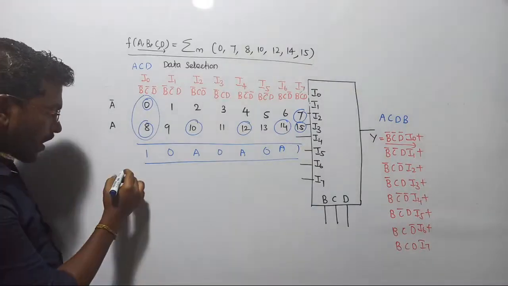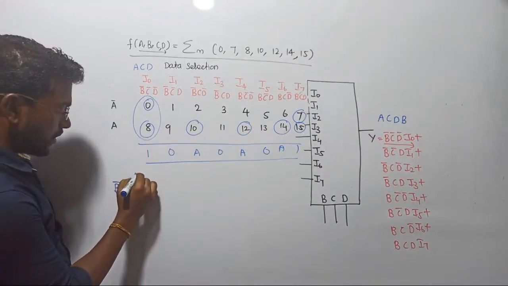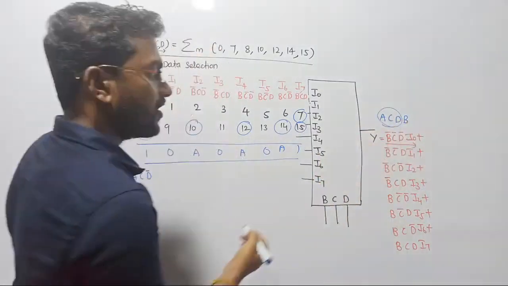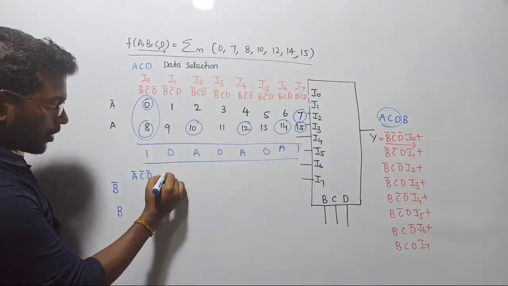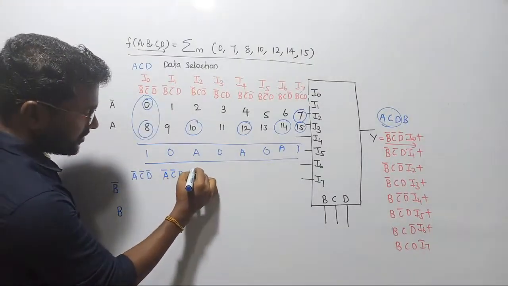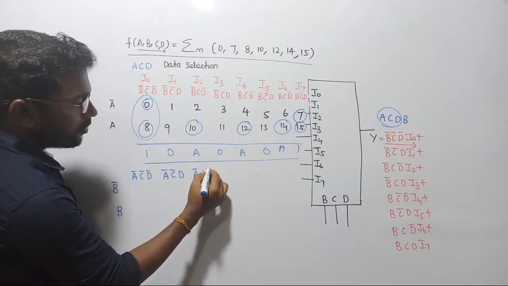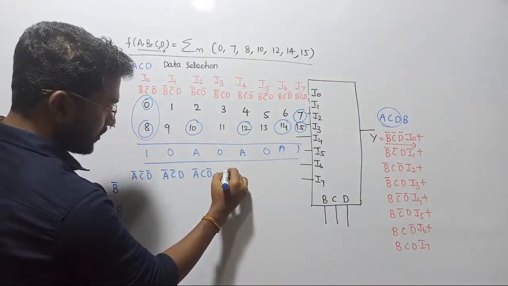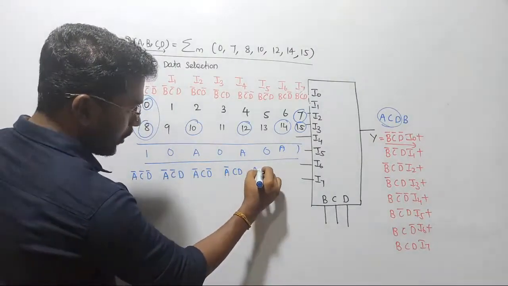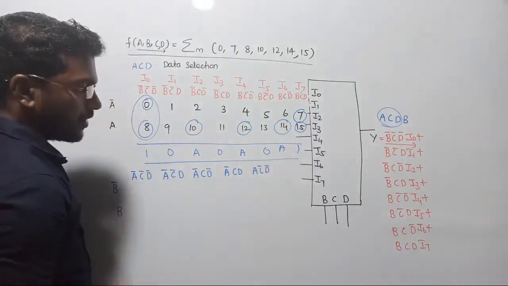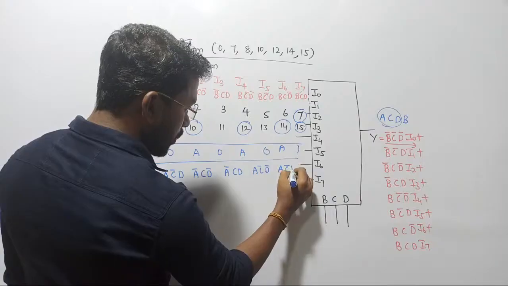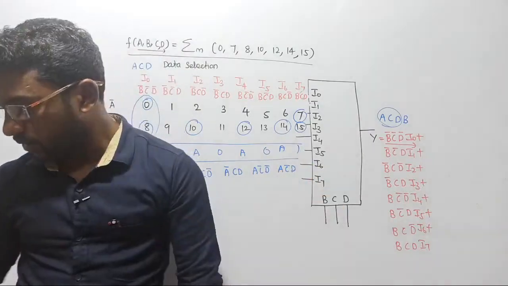Whereas here we are going to consider A bar, C bar, D bar. The data selector lines are going to be what? ACD is our data selector. Just write them: 0 0 0, 0 0 1, 0 1 0, and then we have to consider 0 1 1, and then we have to consider 1 double 0, and then we have to consider 1 0 1.